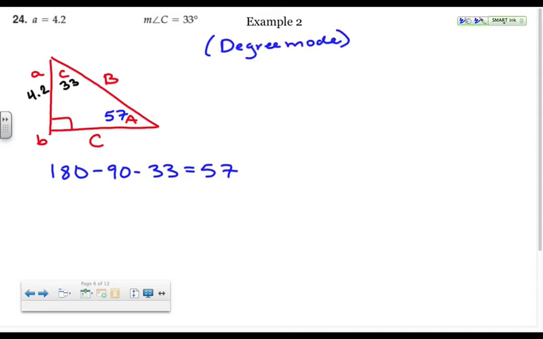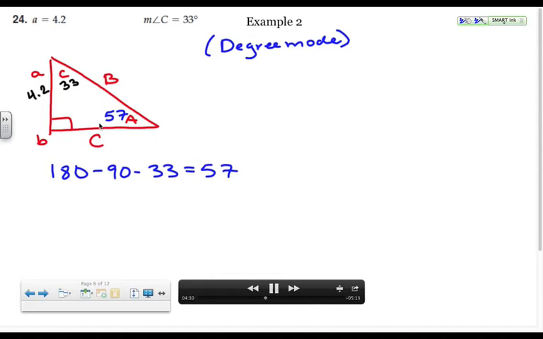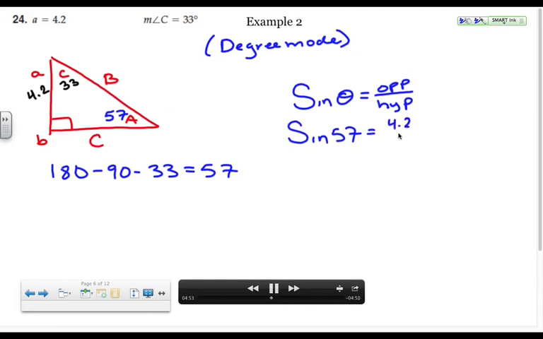So I'm going to set it up with, I could use either this angle or that angle, but I need to use this side so that I have 3 out of the 4 pieces. So I'm going to use the sine. Sine is opposite over hypotenuse. So I'm going to go the sine of 57, because I know this. What I want is 2 of these 3 pieces. If I have 2 of these 3 pieces, then I can solve for the third one. Is 4.2 over b.